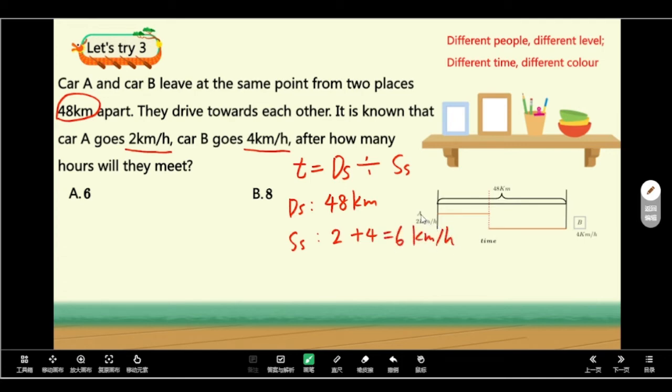Then we use the sum of distance, 48, to divide by 6. Why is this so? That means how many 6 km are inside 48 km? So we need to use division, and the answer is very obvious: it is 8 hours. And the answer is B. If you have successfully completed this question, that means you are excellent.